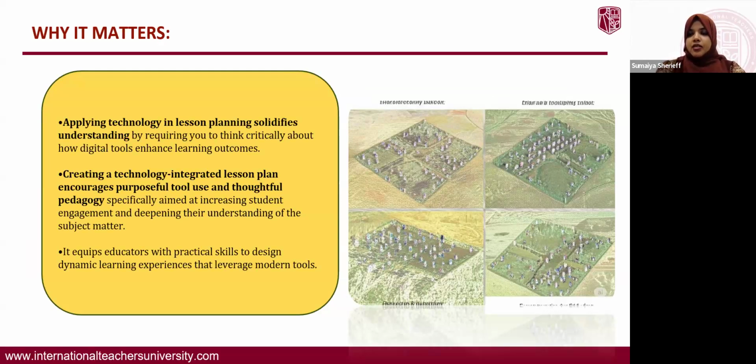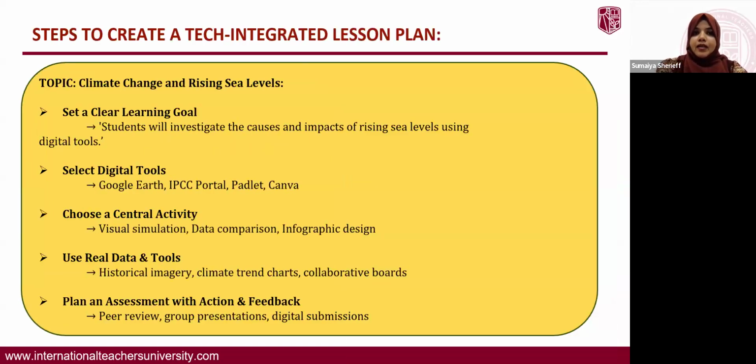So I have given a map. There is data of population, data of climate, data of weather, and also data of the population of male and female, and everything has been displayed. The climate change and sea level rise, both have been added. First, we have to set a clear learning goal: that the students will investigate the causes and impacts of rising sea levels using digital tools.